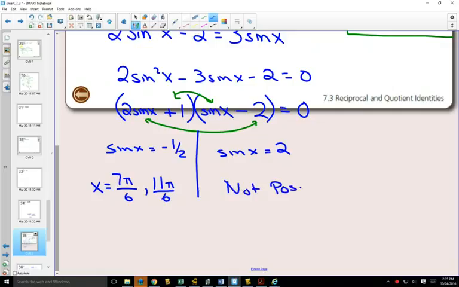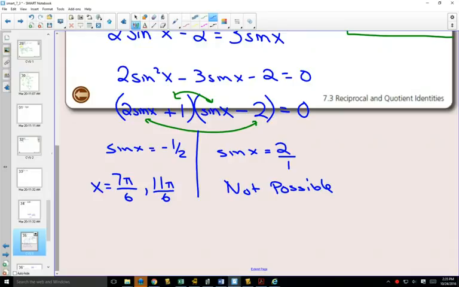How do we know it's not possible? Because it's bigger than 1, right? If you change this to a fraction and you think sine is opposite over hypotenuse, is it possible to have the opposite side 2 and the hypotenuse only 1? No, because the hypotenuse has to be the longest side.